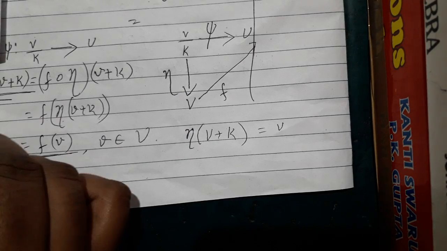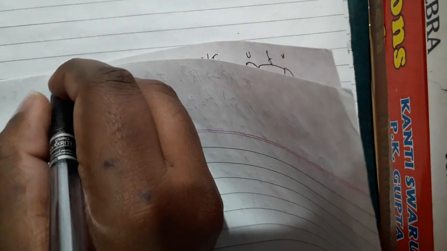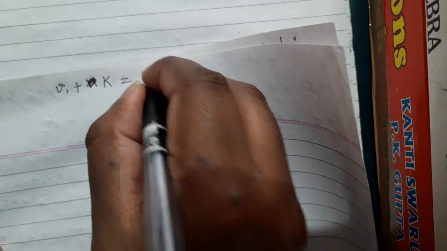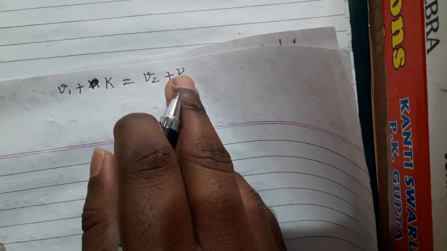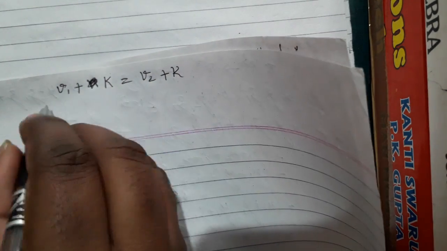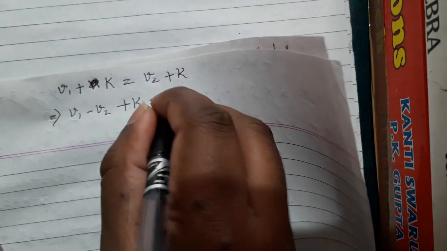Now we have to show that this mapping psi is well defined. To show psi is well defined, we take two elements in the domain which are equal, and then we have to show that the images are also equal. So v1 plus K is one element, and another element I take as v2 plus K. These two should be equal. Then bringing this to one side, we get v1 minus v2 plus K equal to K.